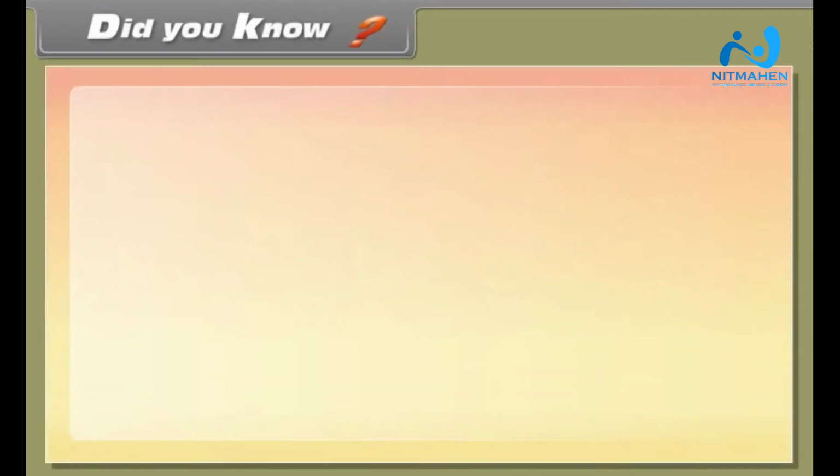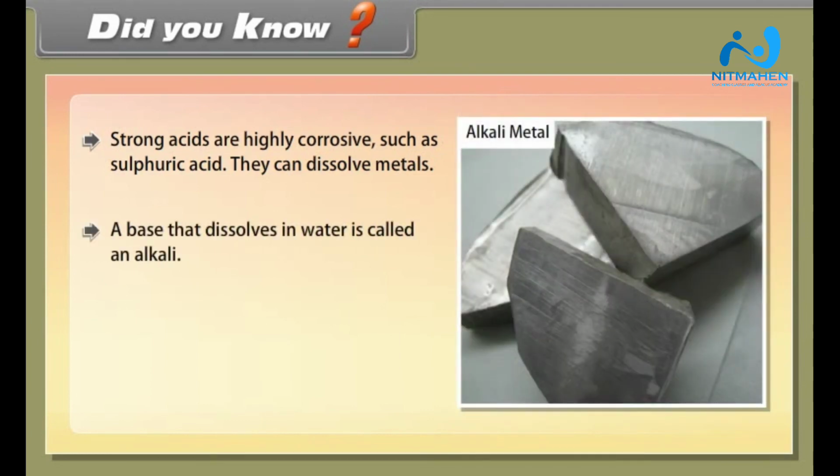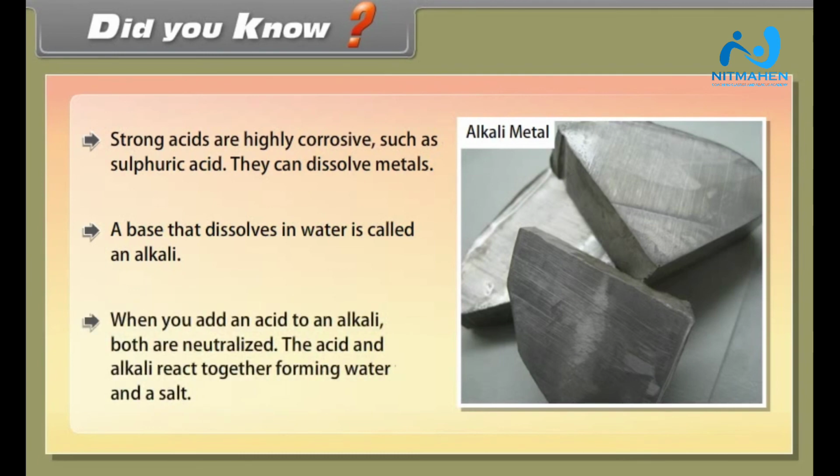Did you know? Strong acids are highly corrosive, such as sulfuric acid. They can dissolve metals. A base that dissolves in water is called an alkali. When you add an acid to an alkali, both are neutralized. The acid and alkali react together, forming water and a salt.